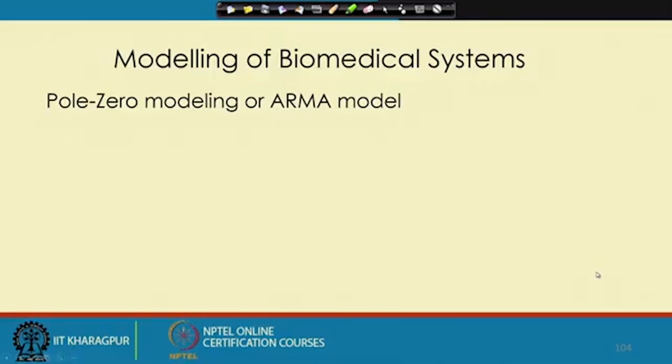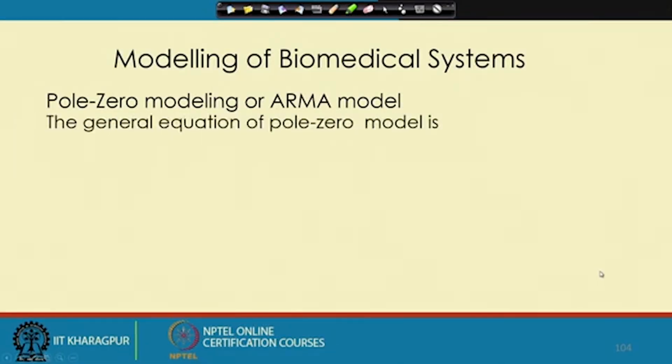So, now we will look at the ARMA model, which is a more general one. We will see how we can compute the coefficients of the ARMA model, if it is really the case that the AR model cannot do justice to that signal. So, for that let us look back at the pole-zero model.